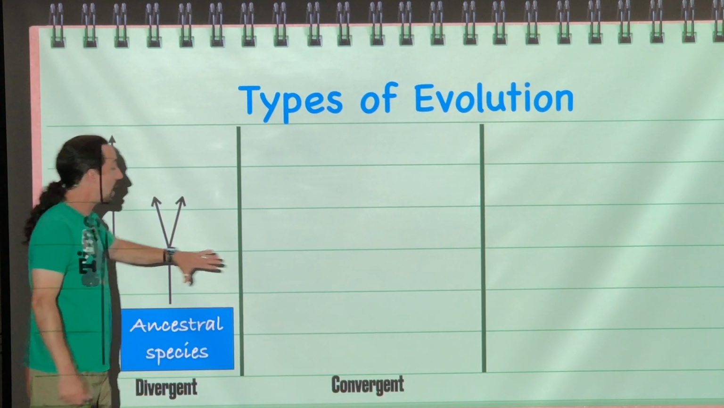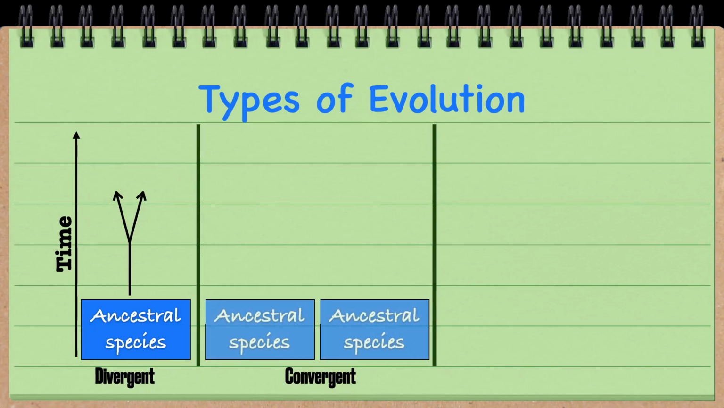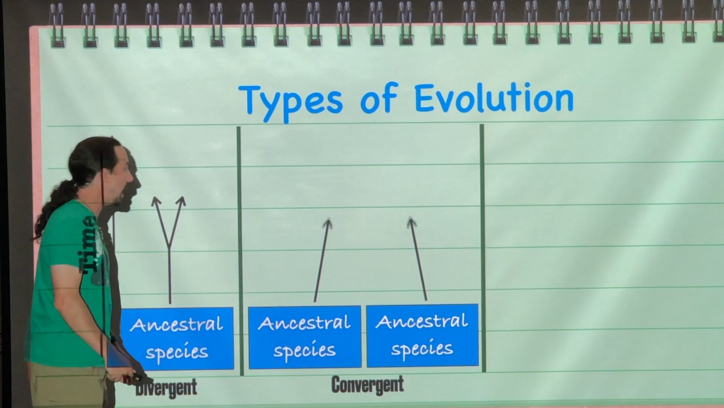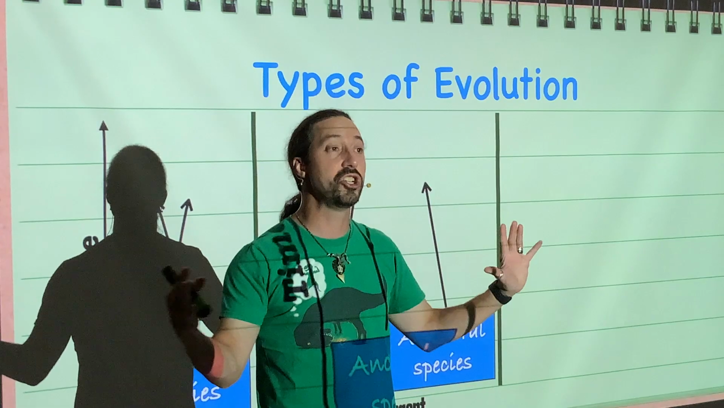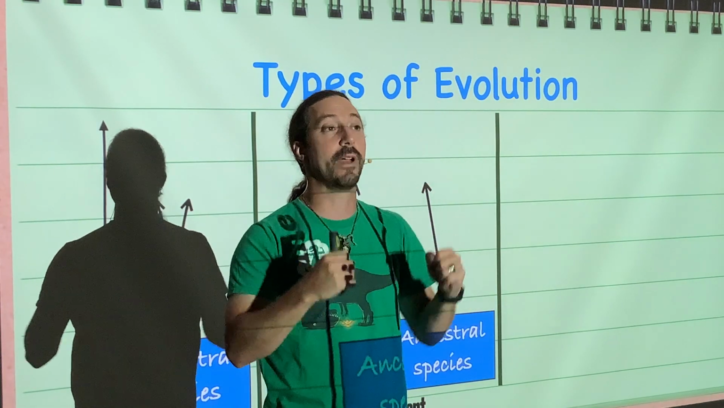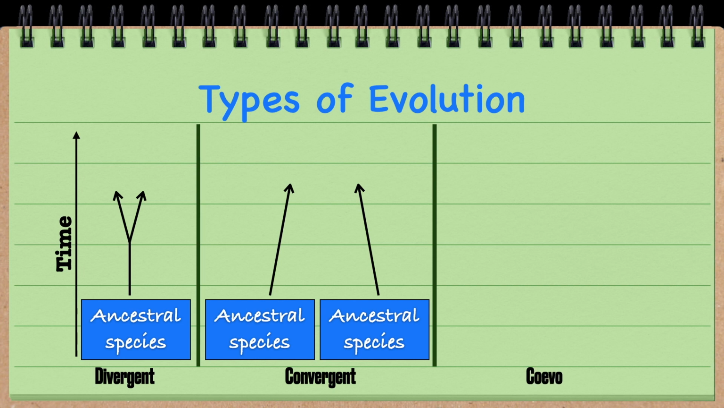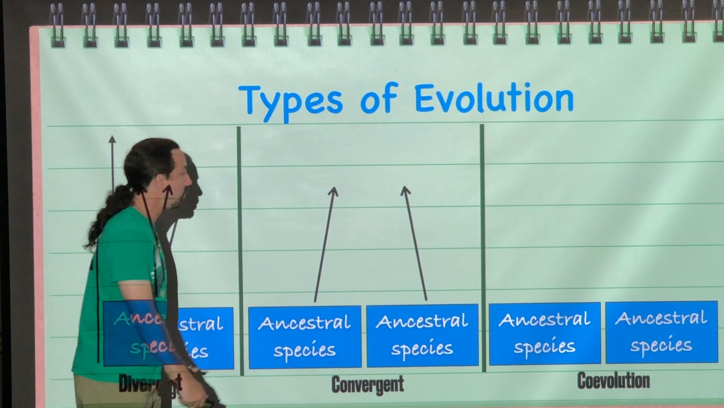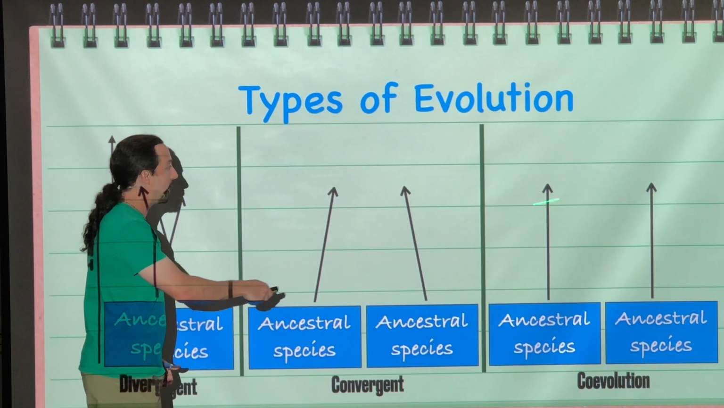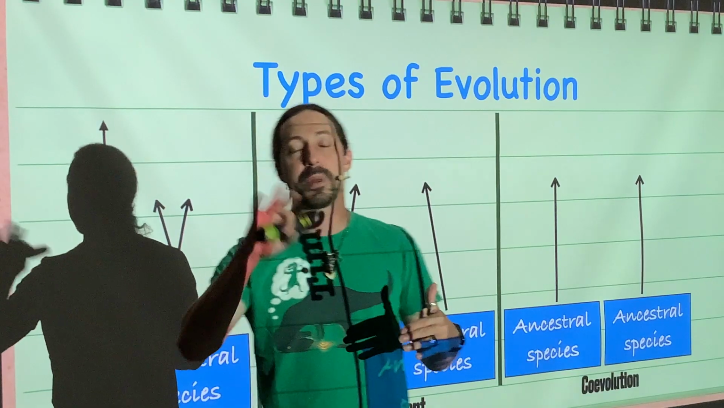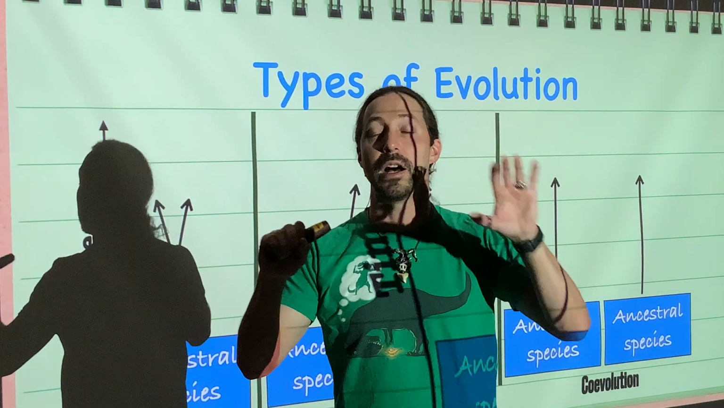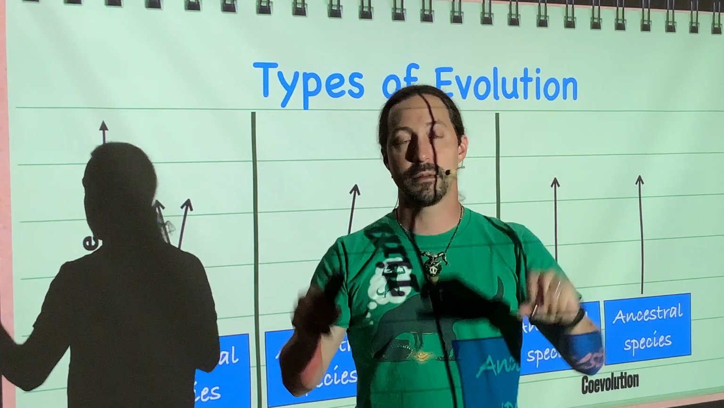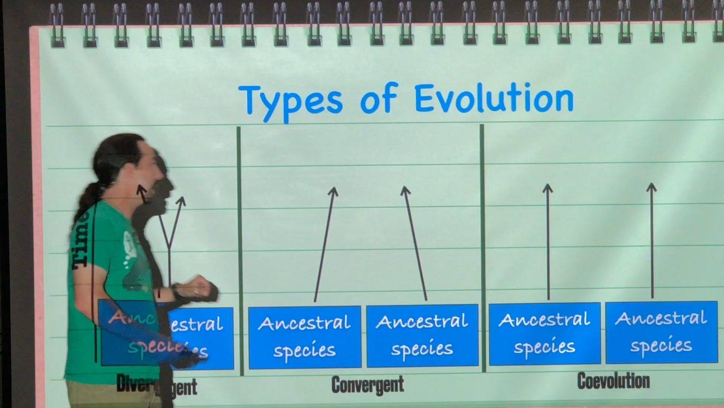We also have convergent evolution, but convergent evolution is from two different ancestral species. Over time, they get more similar, changing to occupy a very similar niche. And we also have what's called coevolution, which would also have multiple ancestral species which are going to evolve in response to each other. Each population is going to impact the other population's evolution. And we'll look at how that works out in a couple minutes.